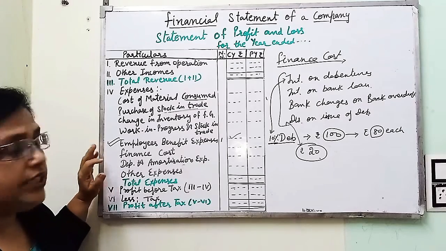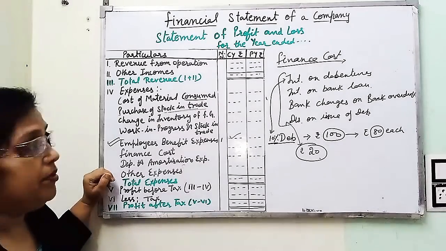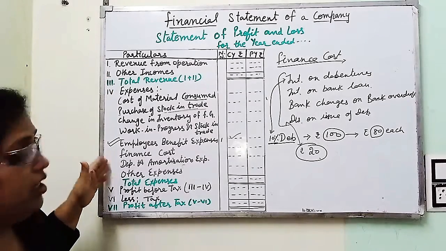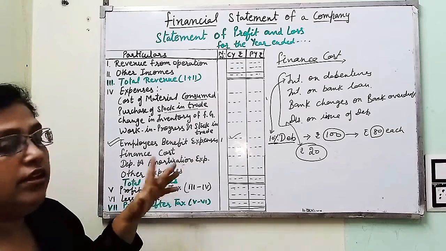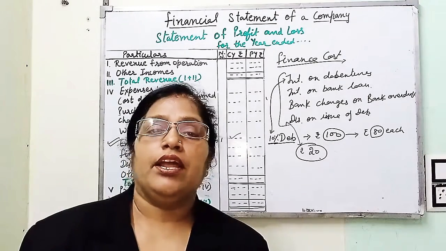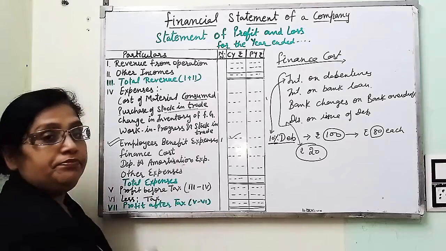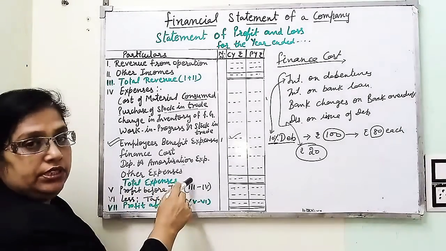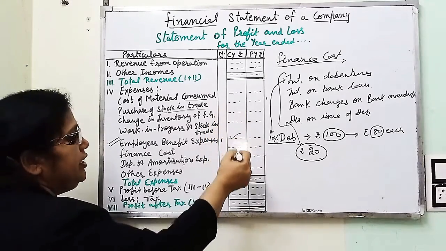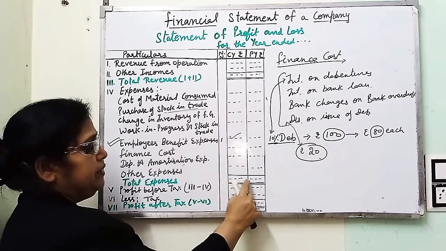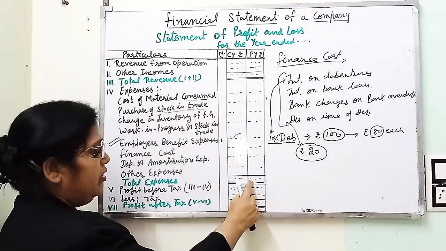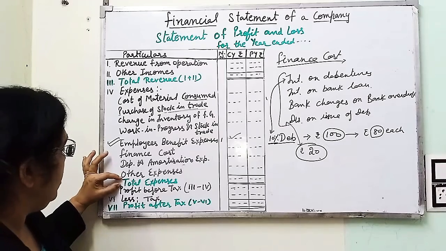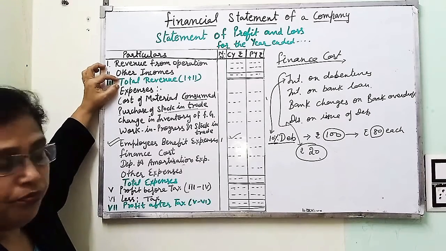Other expenses means the expenses which are incurred by the company and are not mentioned in any of the above expenses. They are to be entered in other expenses. Other expenses like carriage inward and carriage outward are the other expenses. After calculating all the expenses, the total of all the expenses is written here. And for calculating profit, we have to deduct all the total expenses from total revenue.